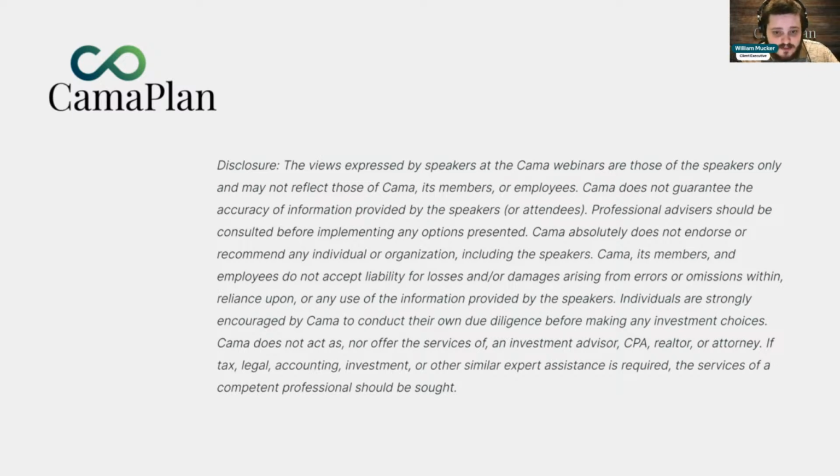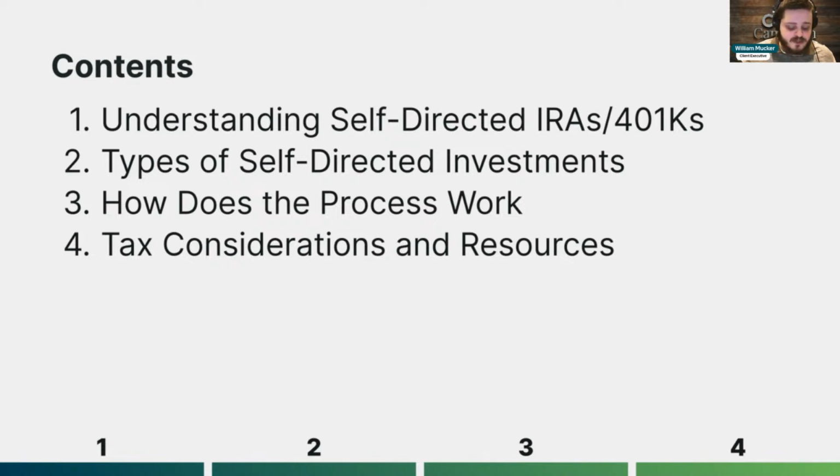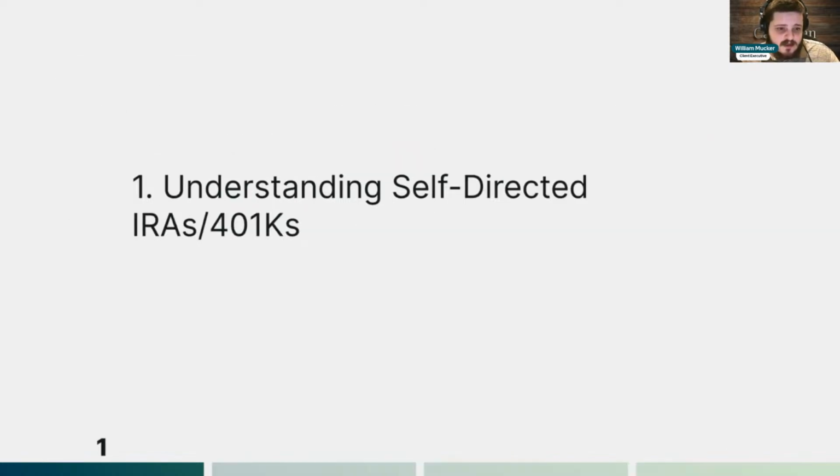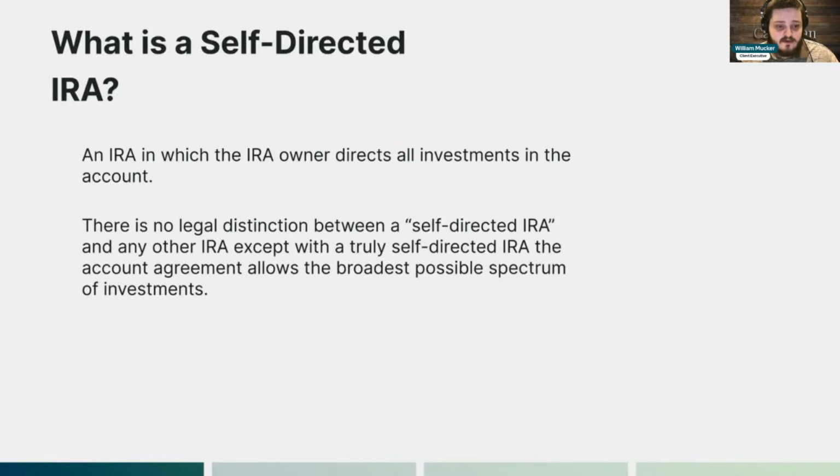Without further ado, let's get started. Things we'll go over today are, again, the basics. What is a self-directed IRA? What accounts can be self-directed? What investments can be made out of a self-directed IRA, and how does the process work a little bit? And then we'll touch on some tax considerations at the end for you to take to your tax professional and discuss.